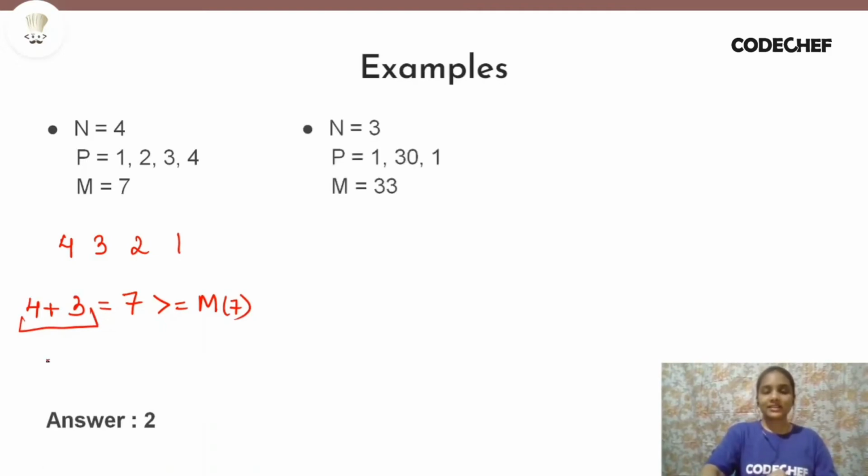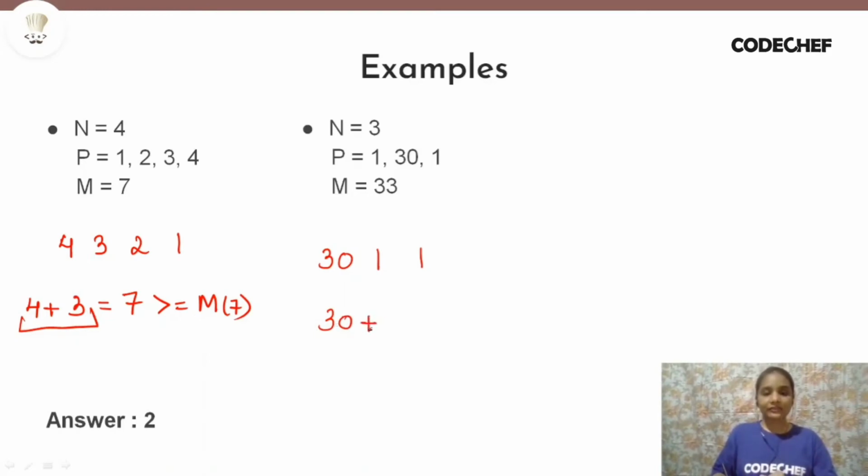Now we will take another example. Now in this example, first we'll sort it into non-increasing order. On sorting we'll get 30, 1 and 1. So this is our array after sorting. Now we will select the maximum value from this starting from index 0. So first we'll select 30 and then check if 30 is greater than or equal to M, that is 30 is greater than or equal to 33. So no, that is wrong.